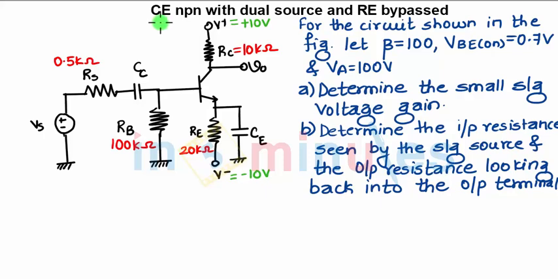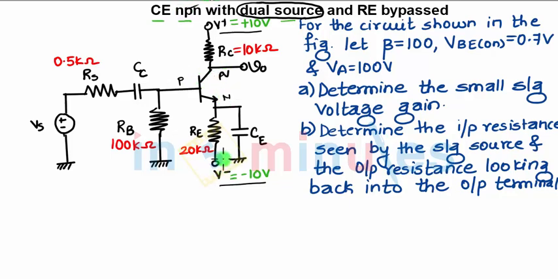Next, we are dealing with a common emitter NPN with dual source. What you can see in the diagram over here, you have two DC sources, V plus and V minus, so that it is called as dual source. Why is it called NPN? We always find the arrow from P to N, so it is an NPN transistor.